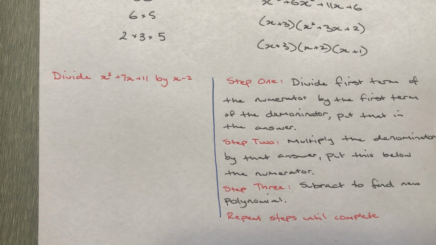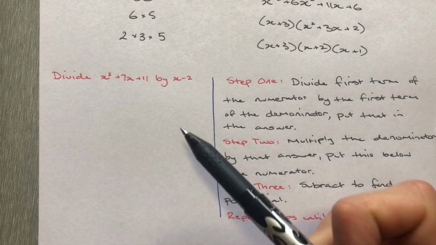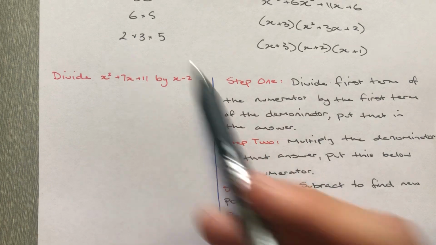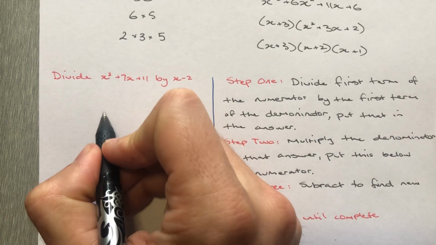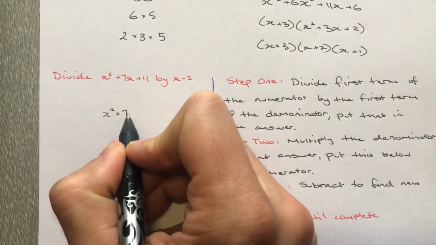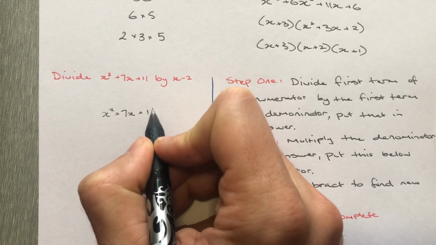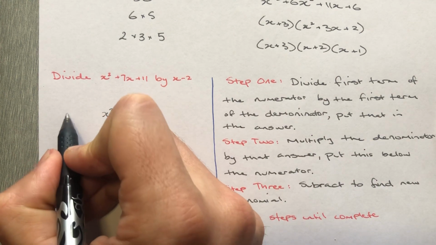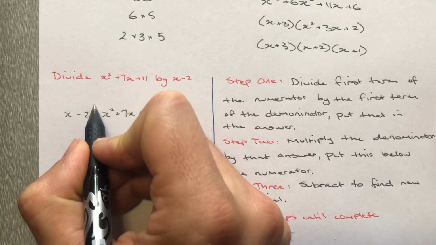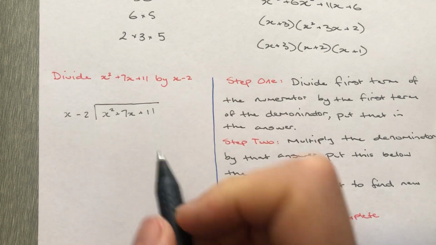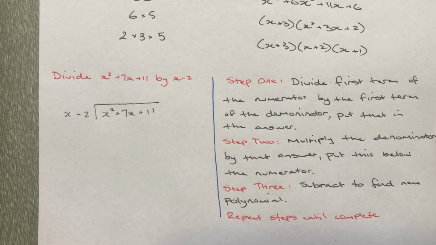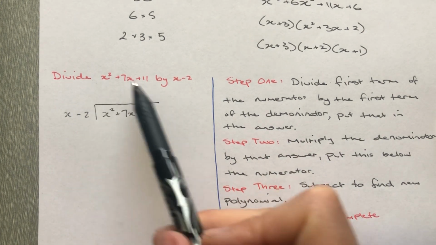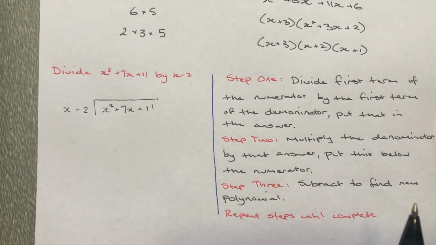All right, so the first thing we want to do is set up how we're going to do our work. We want to divide this one, so I'm going to write that first: x squared plus 7x plus 11. And we're dividing it by x minus 2. The thing that you're dividing by, you're actually going to put over here: x minus 2. You might remember that when you're doing long division of normal numbers. And we're going to end up having our answer up here. All right, so we've set up our work.